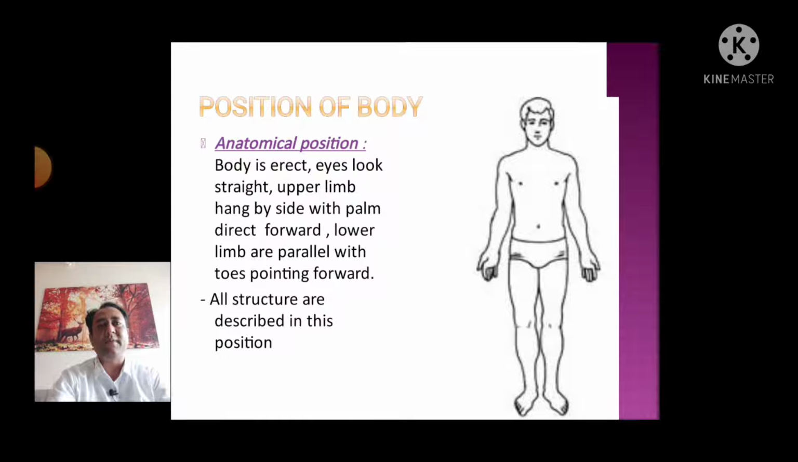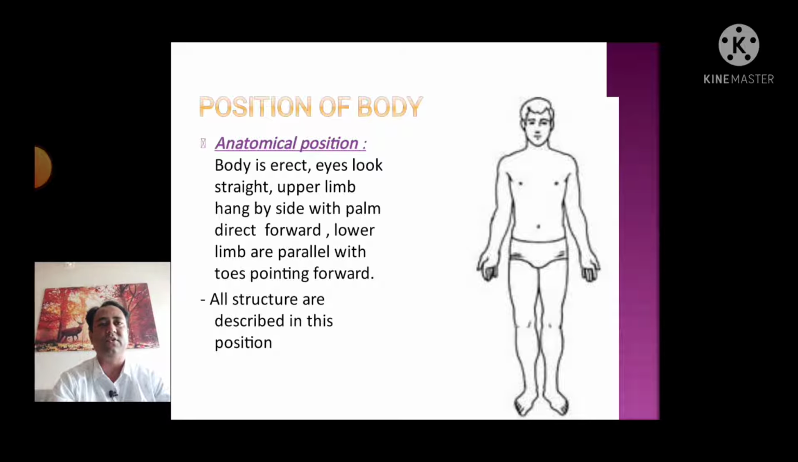Now the most important part: the position of the body, the anatomical position of the body. You can see in the picture, this is the anatomical position of the body. Anatomical position means the normal position of the body. Normally the body's position is this, and any other changes are not considered as normal.